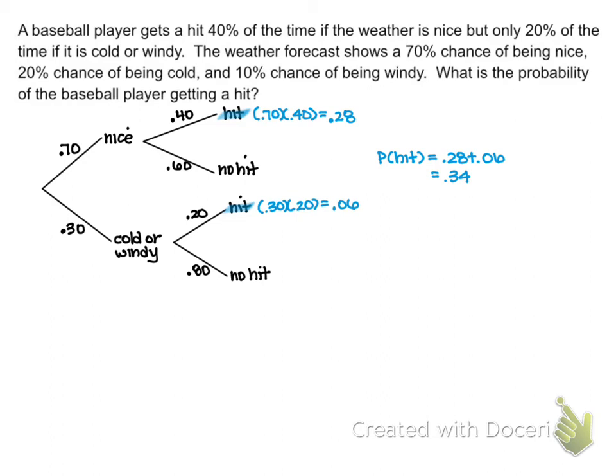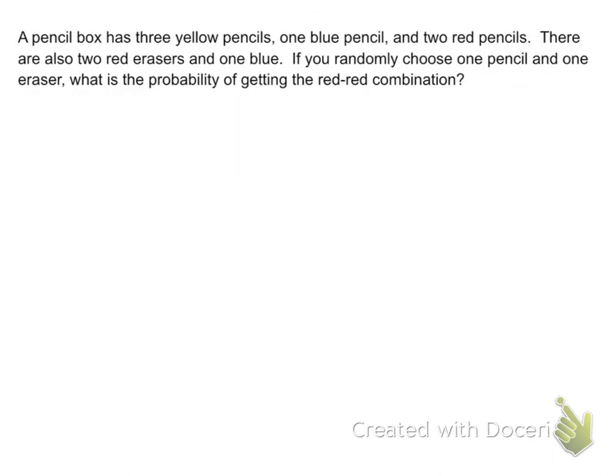And since it did say that it was dependent on the weather, we wanted to go through and set this up so that the weather was first and then getting a hit or not followed up on that. Multiply down the branches, you should get the probability of a hit being 34% or 0.34.